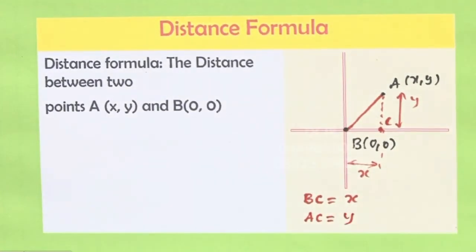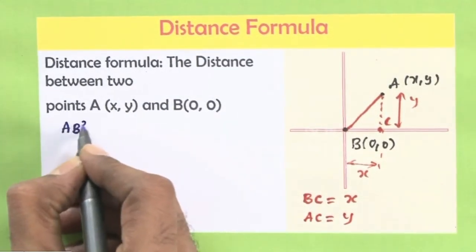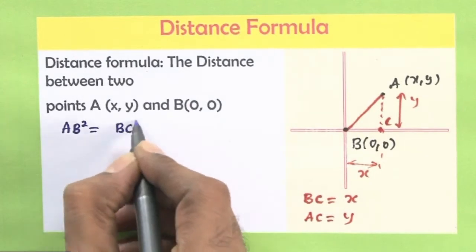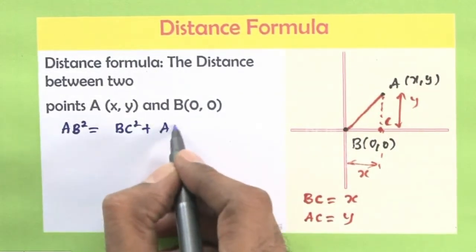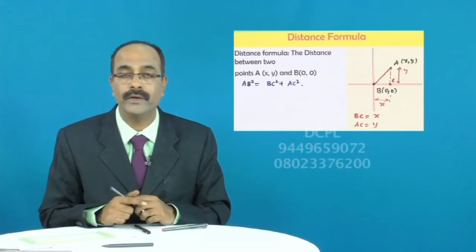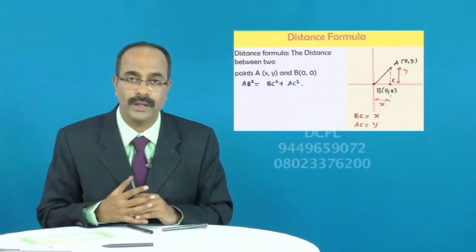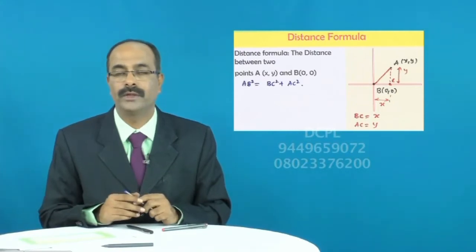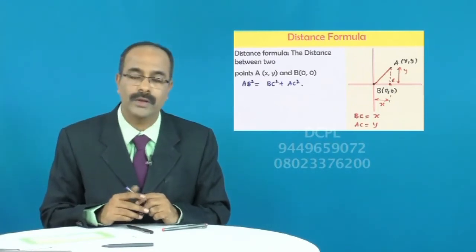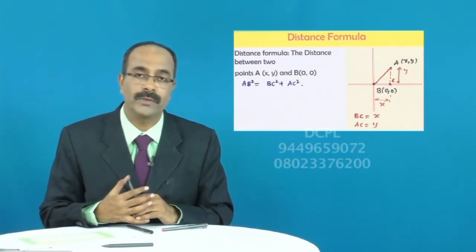Now, no doubt, we can always write AB square for this triangle is equal to BC square plus AC square. What is the reason for this? BC and AC are the sides of the triangle, where AB is the hypotenuse of the triangle. So hypotenuse square is the sum of squares of the two sides. Therefore, AB square is equal to BC square plus AC square.